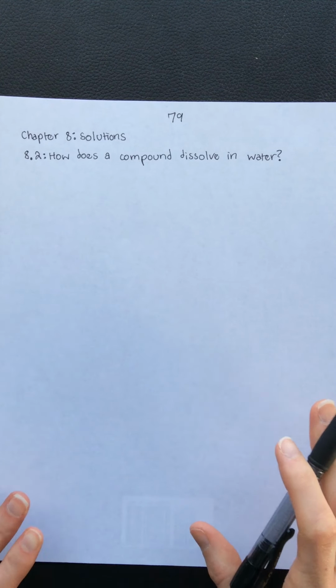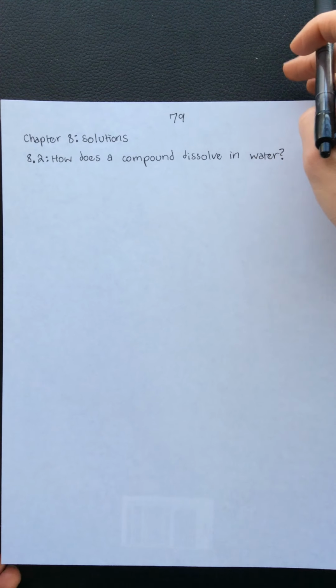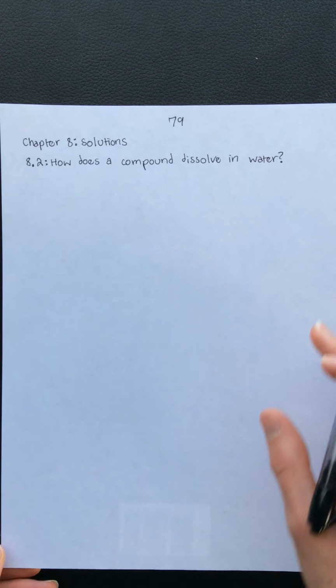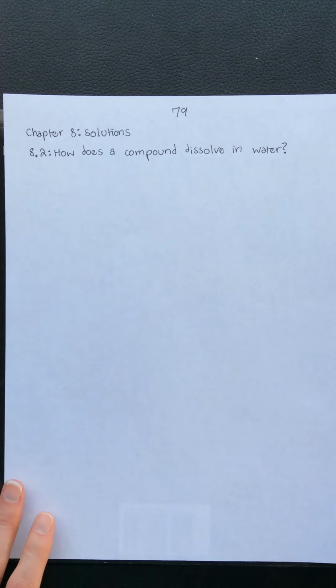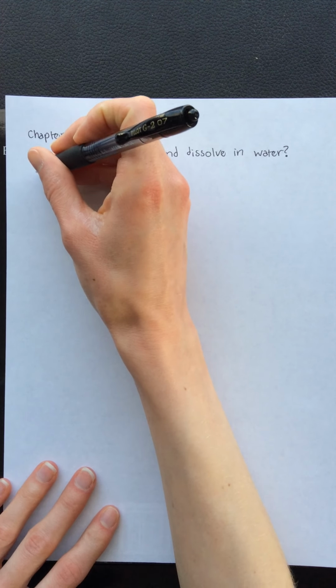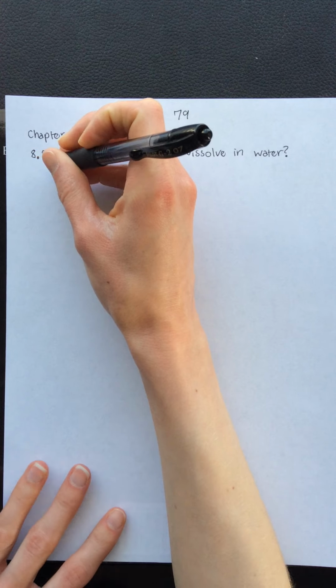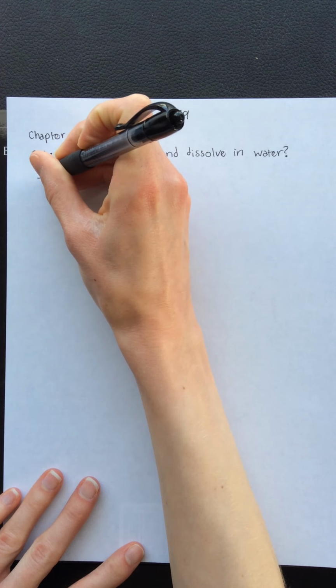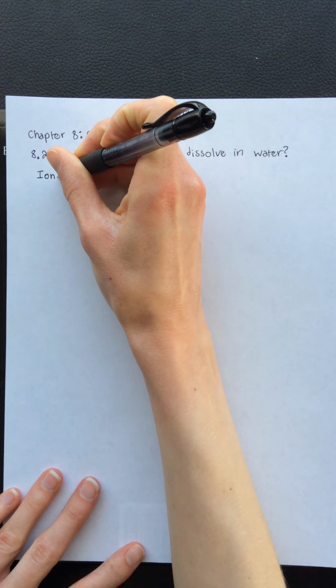This is just a quick video to explain a little bit about how different types of compounds dissolve in water. Before we start talking about dissolving, we need to review a couple of things. The first thing we need to review is what types of compounds we have. There are two types of compounds that we're going to talk about dissolving in water.